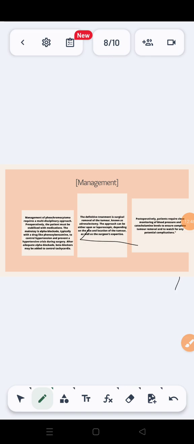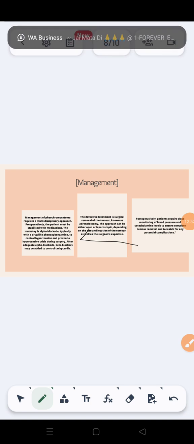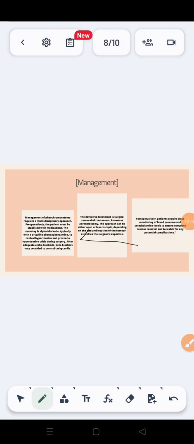Post-operatively, patients require close monitoring of blood pressure and catecholamine levels to ensure complete tumor removal and to watch for any potential complications. So, post operatively, we need to monitor the blood pressure and catecholamine levels.